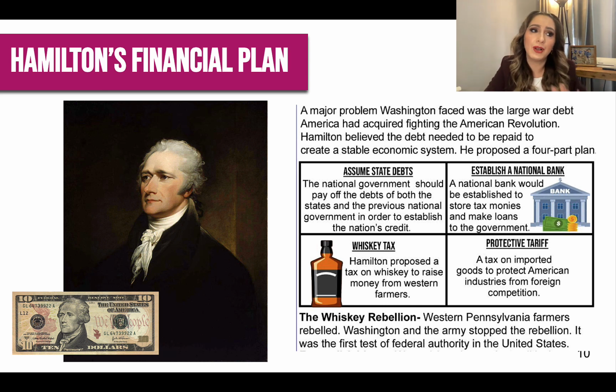And so all of this led to a rebellion, specifically the Whiskey Rebellion. Western Pennsylvania farmers rebelled, but Washington was now able to stop that rebellion. It wasn't like Shays' Rebellion. Now we have a president and we have an army, and we were able to stop this rebellion. This was actually the first test of our authority in the United States of America.